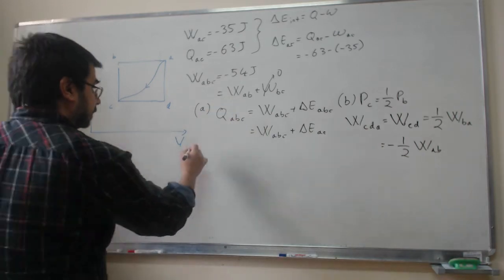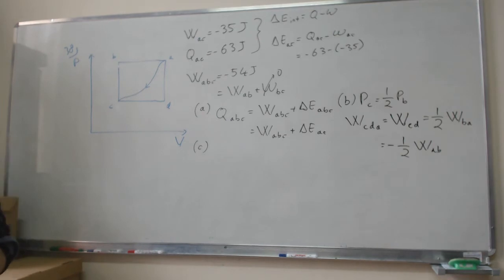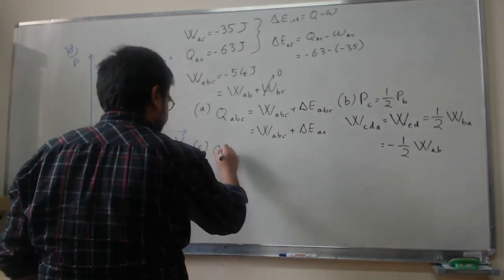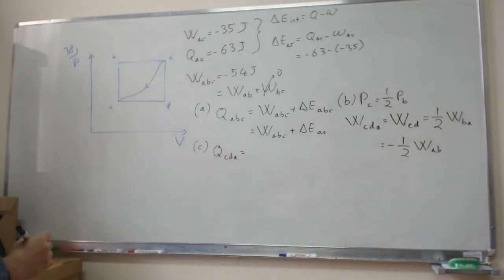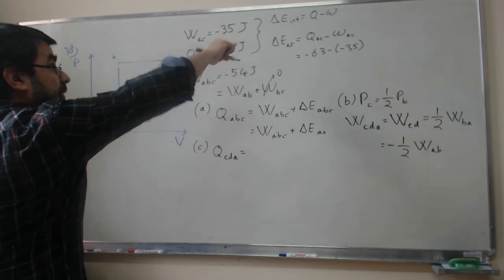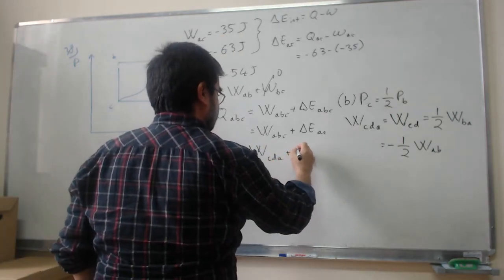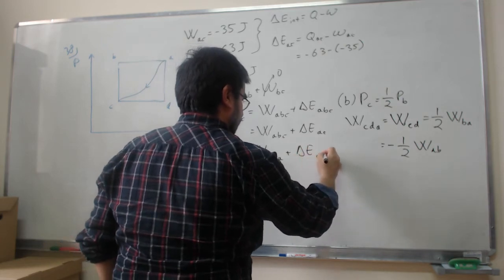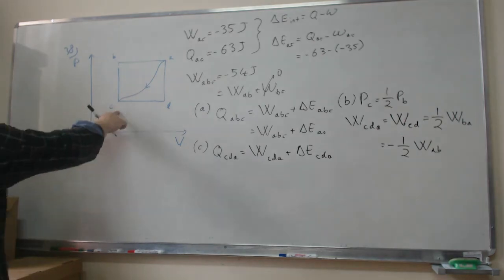Okay? And then for part C, let's take a look at what they're asking. What is Q for path CDA? So Q for CDA. Again, by using the first law of thermodynamics, I can rewrite this as W CDA plus delta E CDA. And W CDA is just the work done over C to D to A.